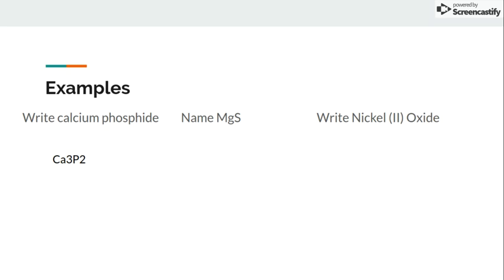Name MgS. It would be magnesium sulfide because the magnesium just stays the same. And for sulfur, you add the "-ide" suffix to the end of it.